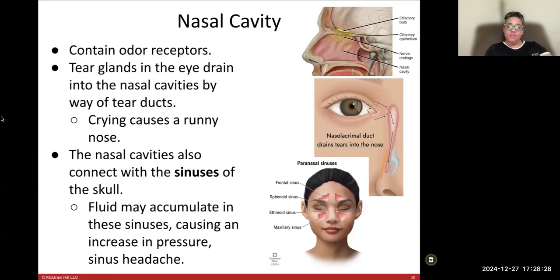The nasal cavities also connect with the sinuses of the skull. Fluid may accumulate in those sinus chambers, causing an increase in pressure and a sinus headache.